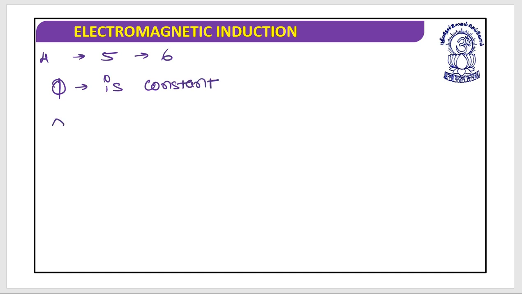And if flux is constant, delta phi by delta t would be 0. This will produce EMF is 0 and such induced current will be 0. So for the 4, 5 and 6, flux is constant. I'm not saying no flux is there. Flux is definitely there, but it is a constant flux, and if it is a constant flux, it is not going to produce an induced EMF, and if it is not going to produce induced EMF, that means that induced current would be 0.